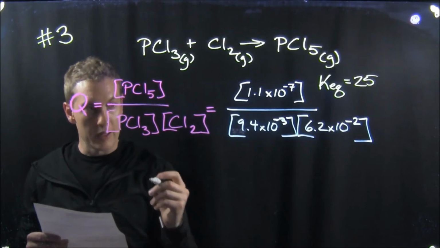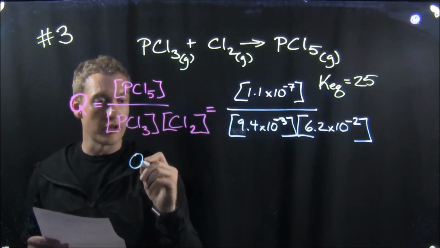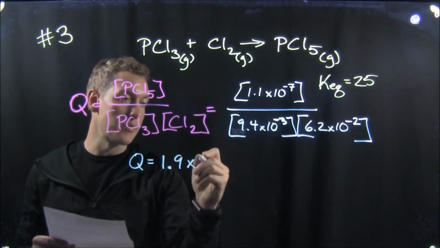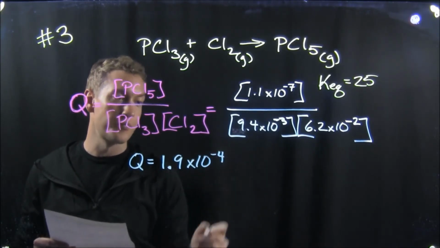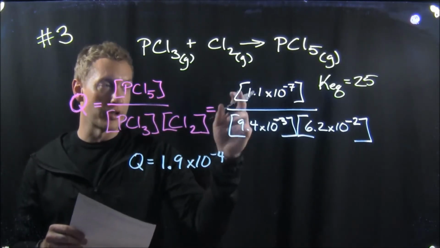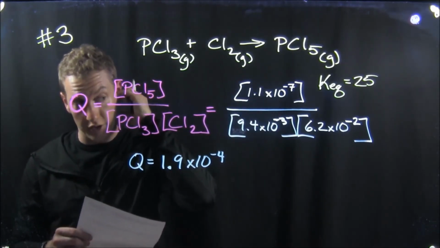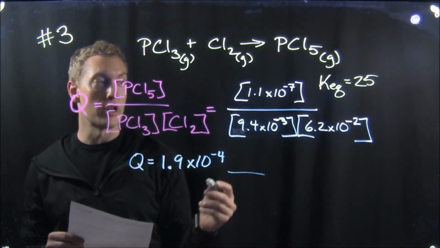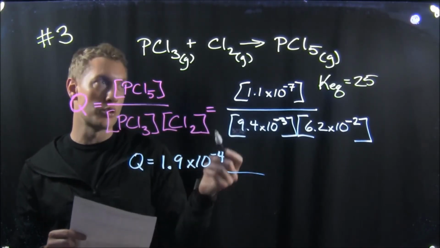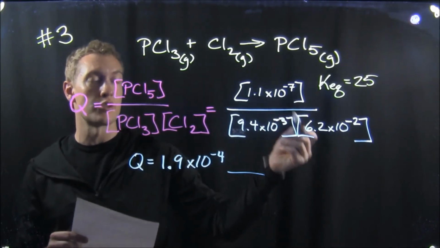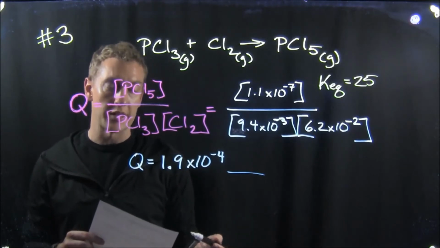And when you punch that in a calculator, you're going to get Q equals 1.9 times 10 to the minus 4. And if you don't get that, punch it in a couple more times, work until you can work the calculator correctly. No unit on Q, because KEQs and Qs don't have unit labels. It's a concentration divided by a concentration, so those units just end up canceling out.